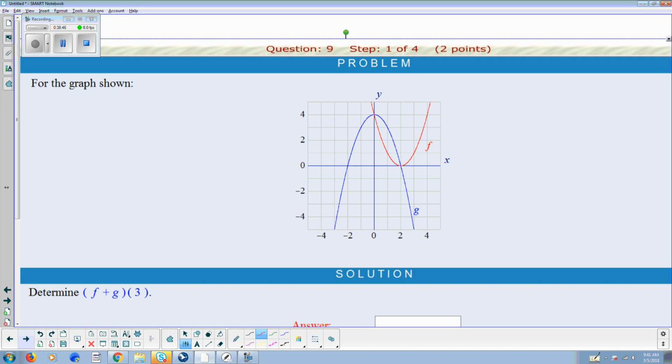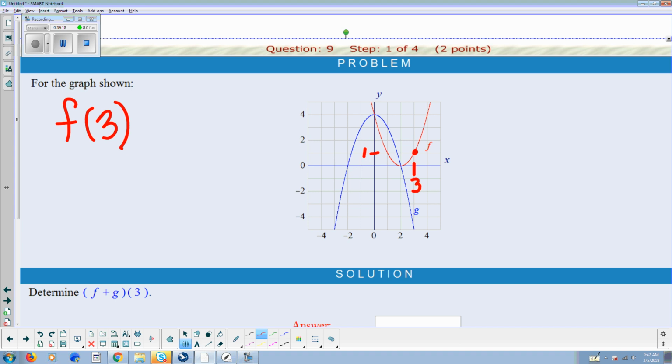This says to determine f plus g of 3. In order to do this, I first need to determine what is f of 3. The f function, if you'll notice, is a graph given up here as a red graph. And f of 3 means when I go to 3 on the x-axis, if my input is 3, what is the output of the f function? Well, the output is at 1. Okay? So here was 3. And the output would be 1.